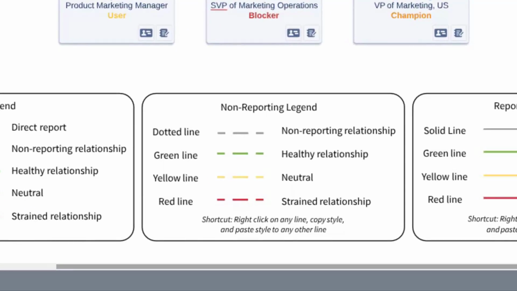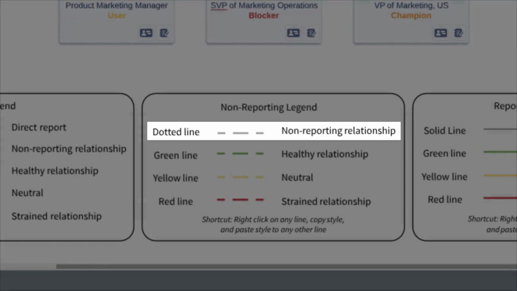Once we visualize the reporting relationships, we can add influential relationships that are critical to understand and in some cases, stronger than reporting relationships. Show these relationships by making a dotted line between the contacts.